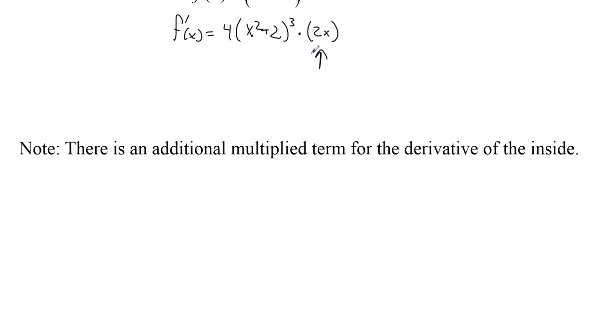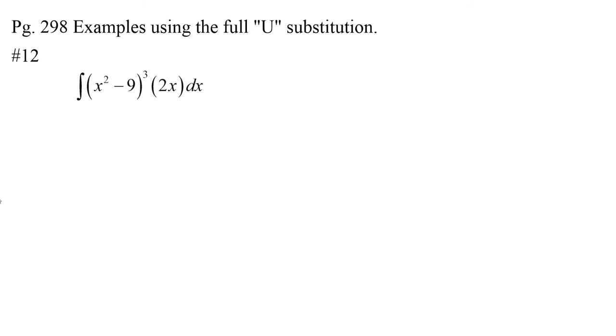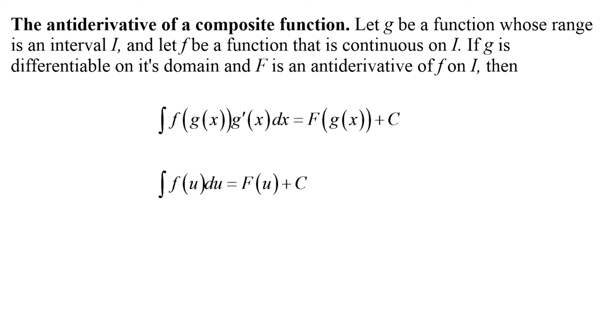When you think of this setup in terms of the integral that we're trying to find, we look at it like this. This portion right here is my g of x. This portion right here is my g prime of x that I'm looking for, so there's that additional multiplied term. All right, let's do a real quick example and show you how we can do the full u substitution, using this notation right here.